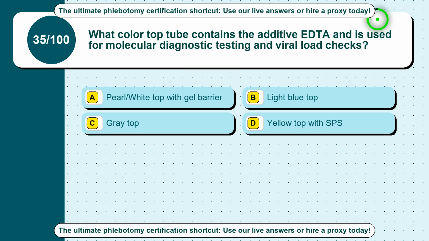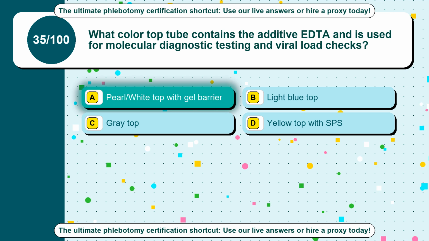Question 35. What color top tube contains the additive EDTA and is used for molecular diagnostic testing and viral load checks? Option A. Pearl/white top with gel barrier. Option B. Light blue top. Option C. Gray top. Option D. Yellow top with SPS. The correct answer is option A.